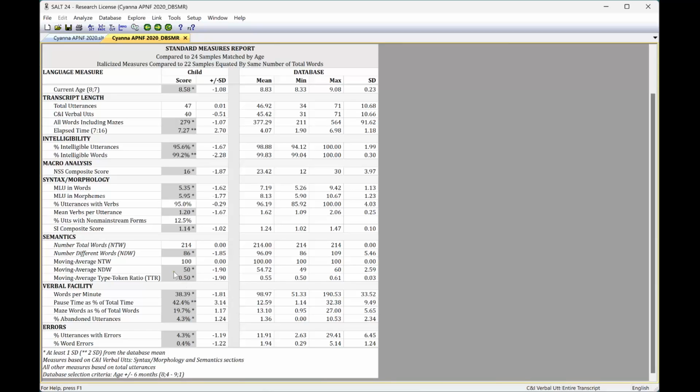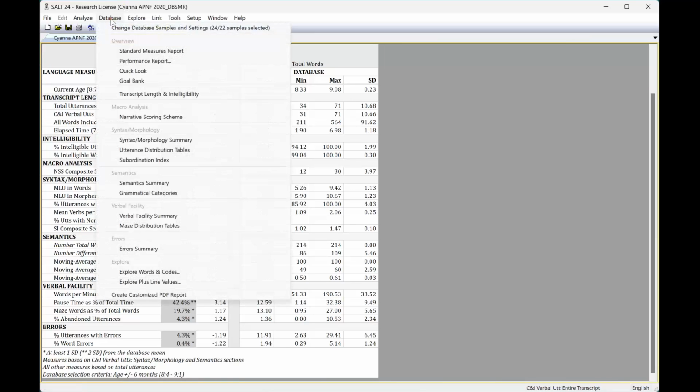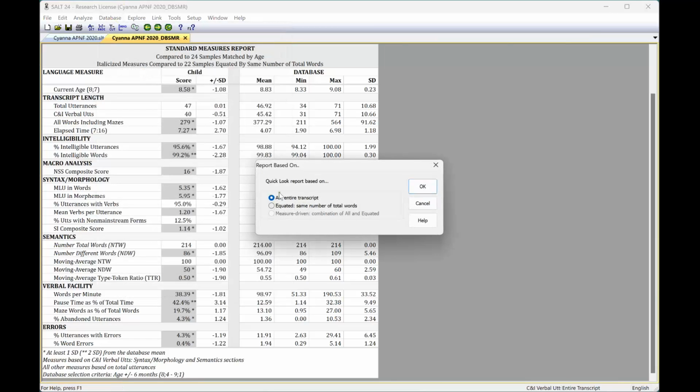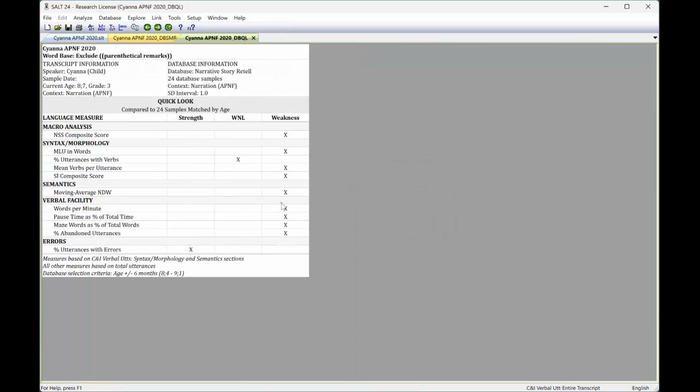So let's go in and look at our reports that are already ready to go. One thing that I like to do if I'm going into an IEP or a meeting is to look at the quick look. I'm going to take the default and do entire transcript. This is just a really simple, easy to understand report with no numbers. It simply marks the measures as a strength, within normal limits, or as a weakness. It's very readable for parents and teachers.